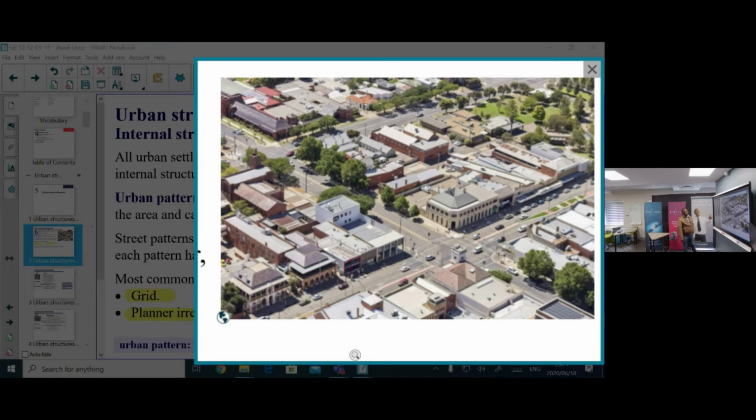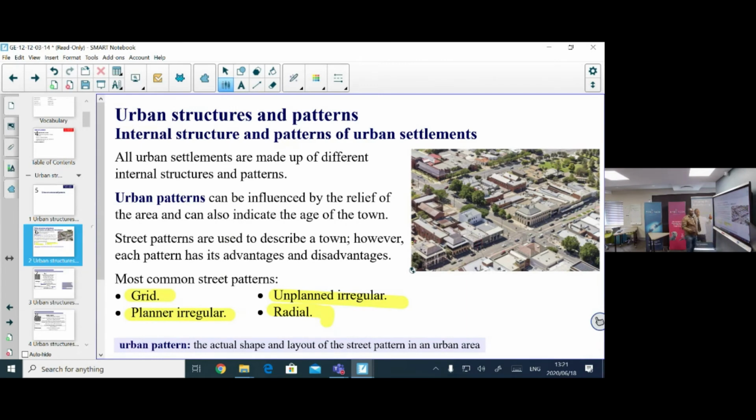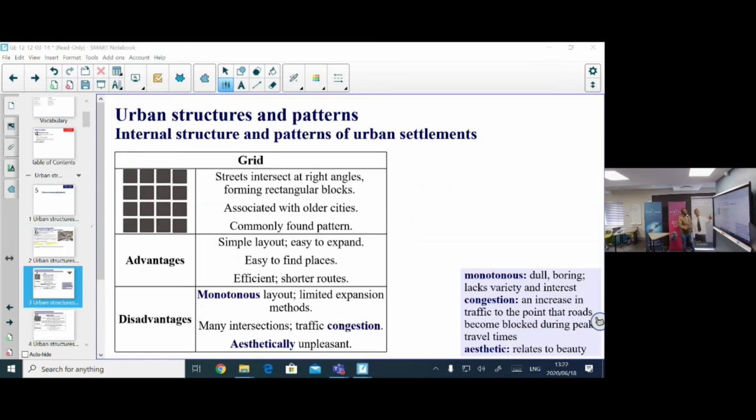To me, it seems like this is actually planned irregular. Because as you can see here, some buildings are following the streets, but when you come here, you find that there are no buildings. So this is actually either the planned irregular or the unplanned irregular. Let's look at these urban structures and patterns, internal structure and patterns of urban settlements.